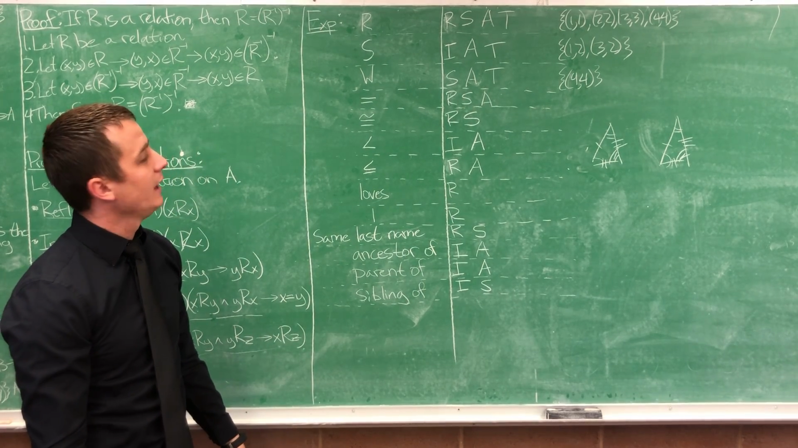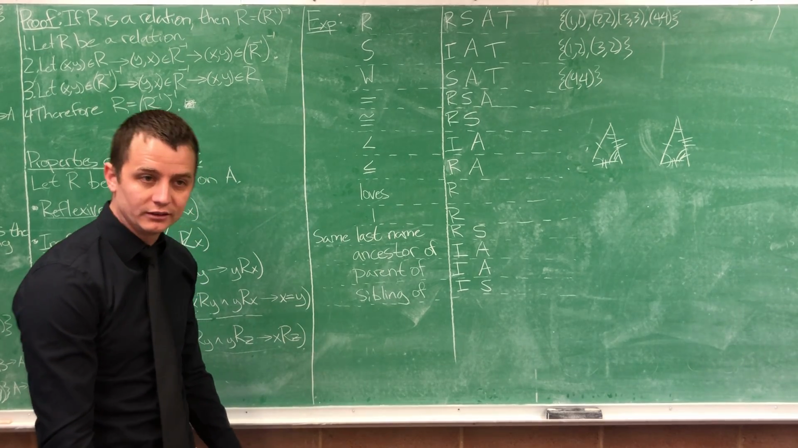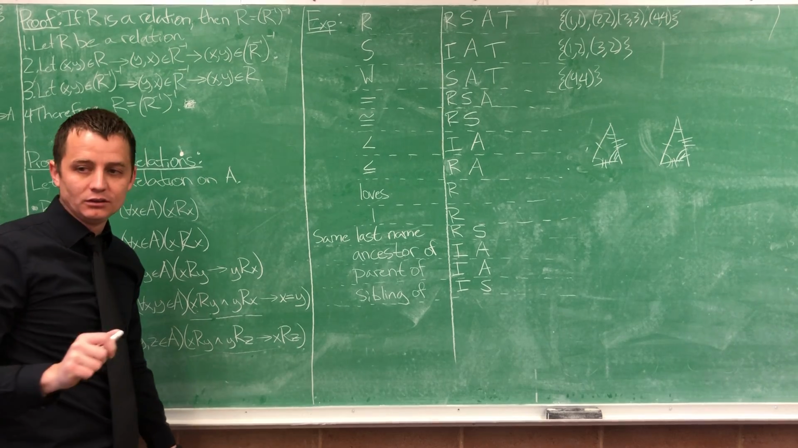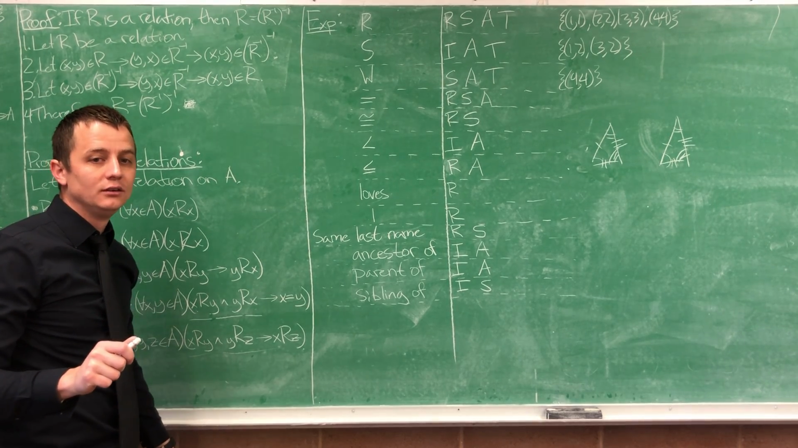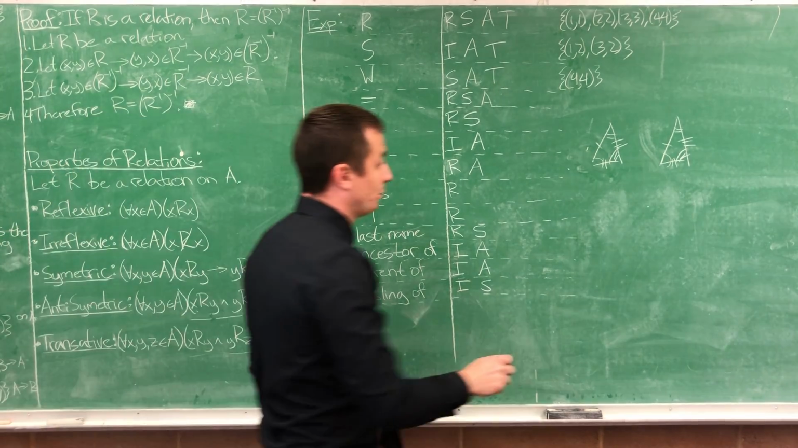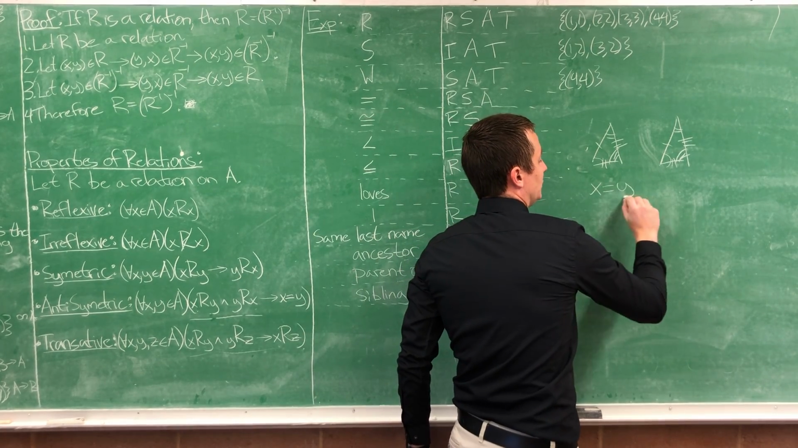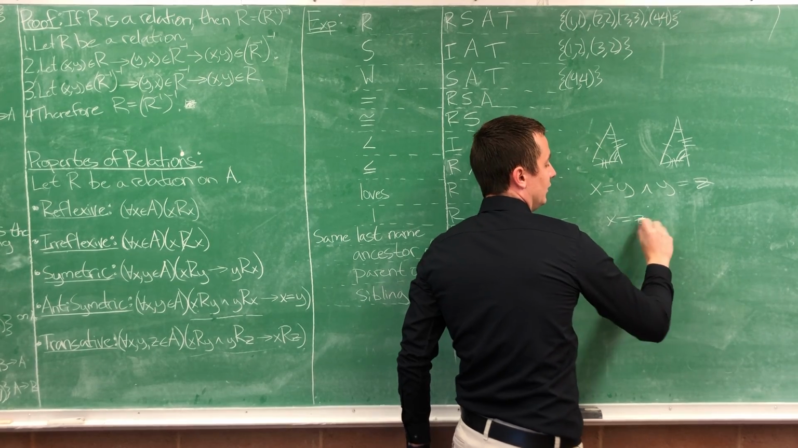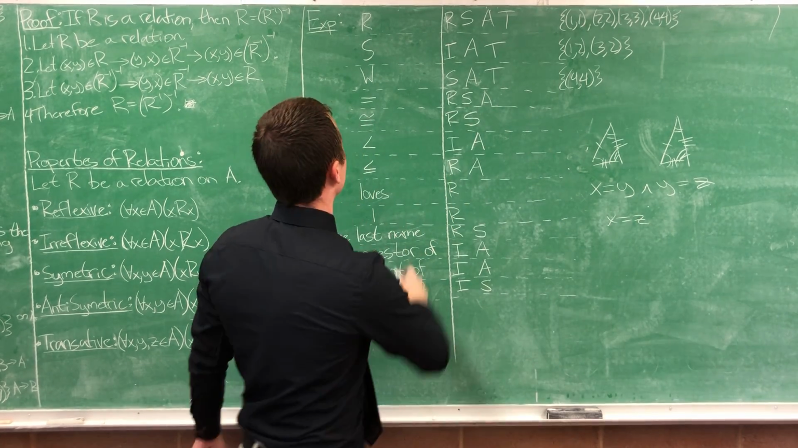Alright. Next, equals. Is equals transitive? If x is equal to y and y is equal to z, is x equal to z? Yes. You sure? Positive. If I know that x is equal to y and y is equal to z, do I know that x is equal to z? Yes. So equals is transitive.